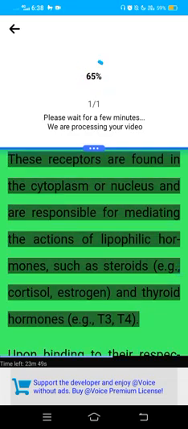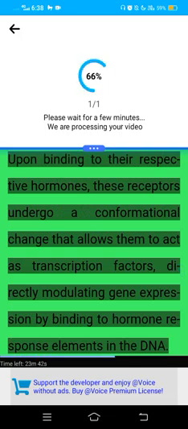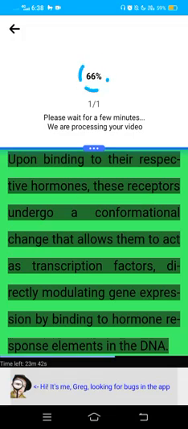Intracellular receptors. These receptors are found in the cytoplasm or nucleus and are responsible for mediating the actions of lipophilic hormones, such as steroids, e.g., cortisol, estrogen, and thyroid hormones, e.g., T3, T4. Upon binding to the respective hormones, these receptors undergo a conformational change that allows them to act as transcription factors, directly modulating gene expression by binding to hormone response elements in the DNA.